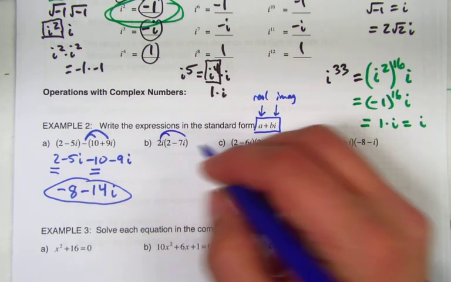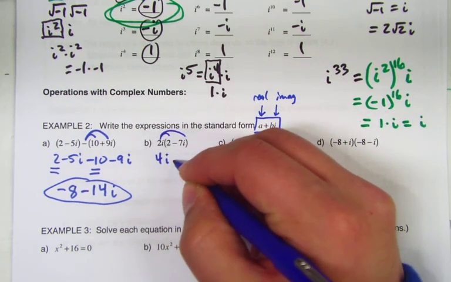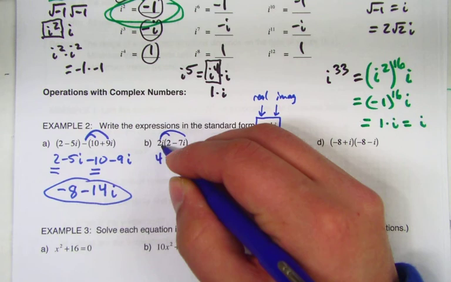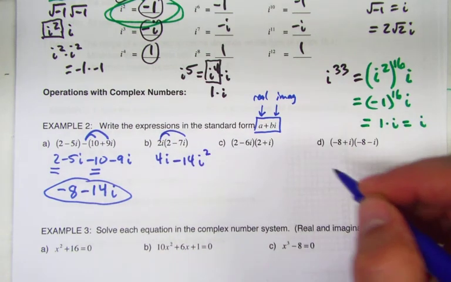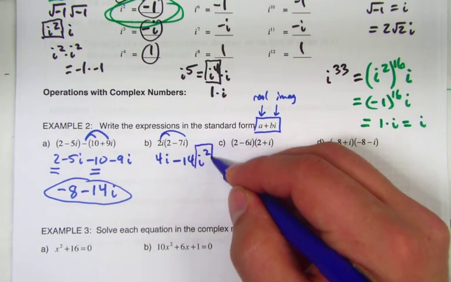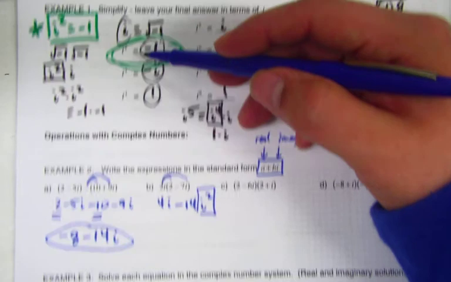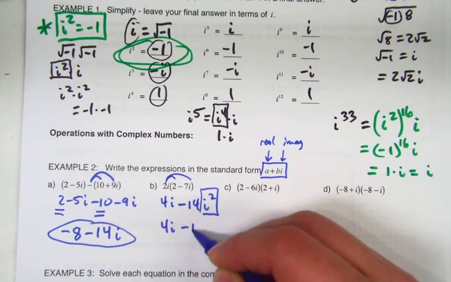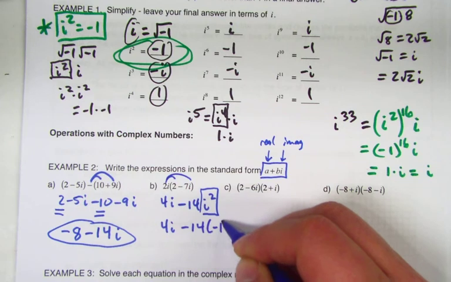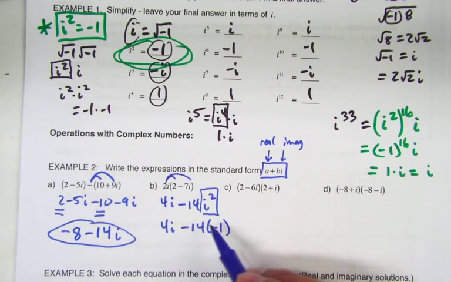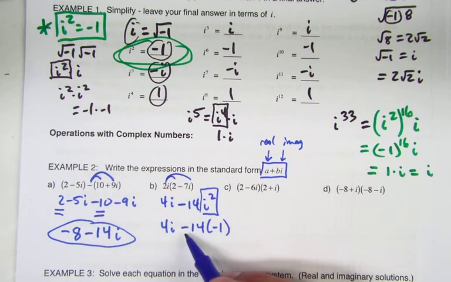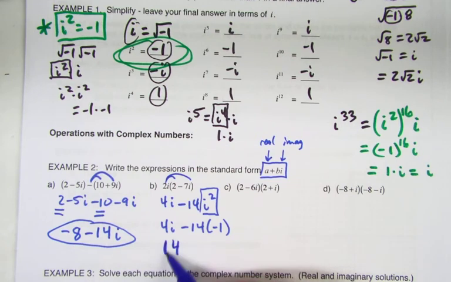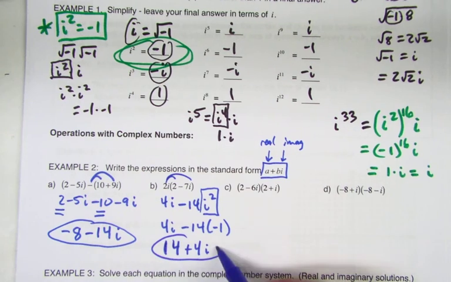Okay, so distribute. This becomes 4i minus 14, and then i times i is i squared. Now, like I said above, anytime you see i squared, that automatically becomes a negative 1. So it's really negative 14 times negative 1. And so the real part of this is this term. The negative times a negative makes it positive 14. And then this positive 4i is the imaginary part.